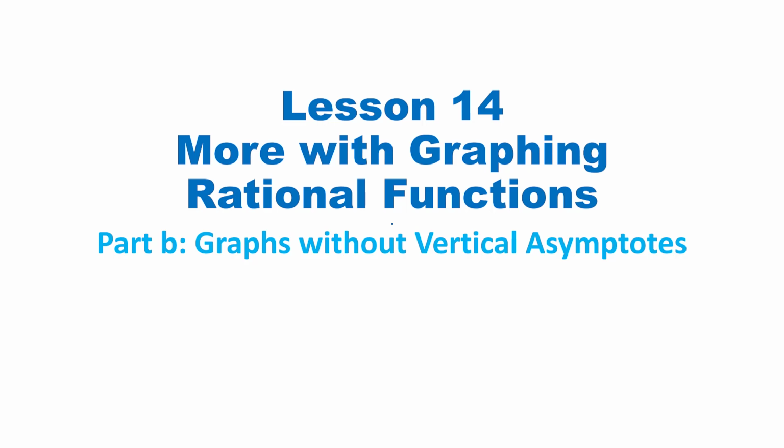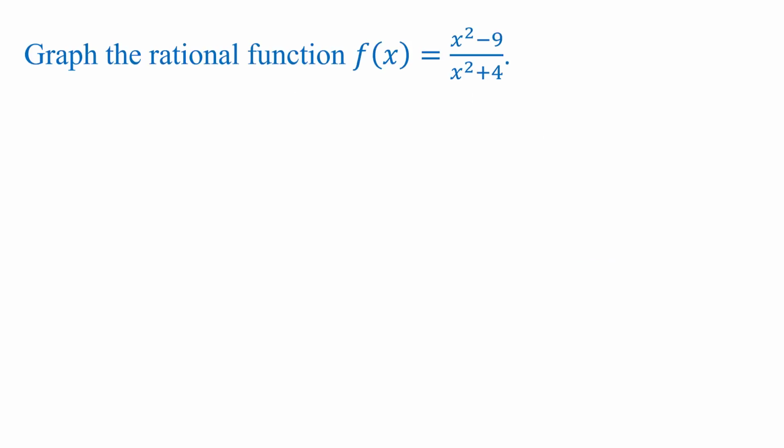In Lesson 14, Precalculus, we continue graphing rational functions. Now we're going to look at the graphs of some functions where the graphs do not have vertical asymptotes. This is section 3.3 in the college algebra textbook. Let's look at f of x equals x squared minus 9 over x squared plus 4.